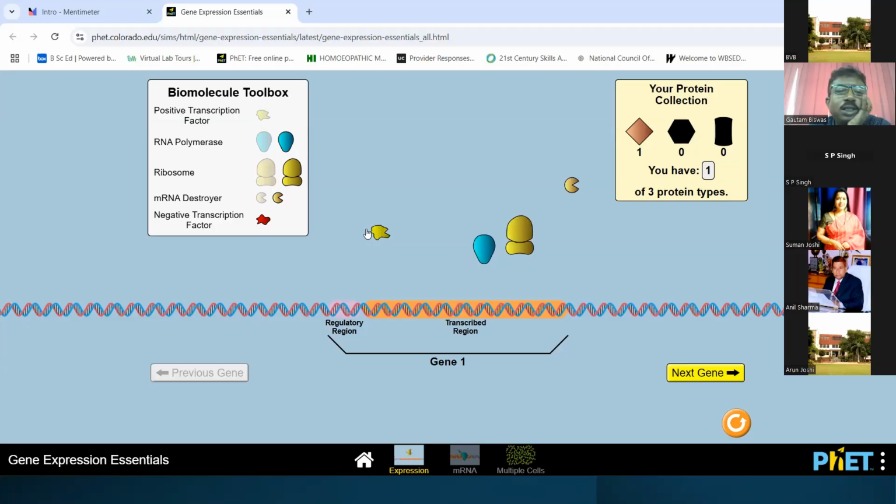Now, this is the way how a student can play, and in a playful way can get the idea of how transcription occurs and what is required for transcription.